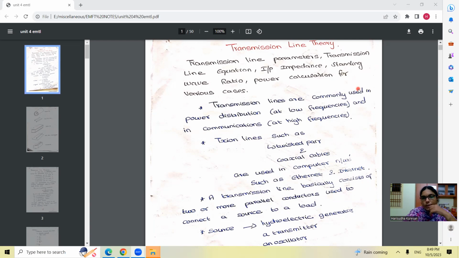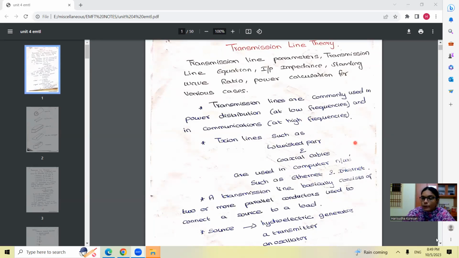Hello students, in today's class we are going to see about transmission line theory. First, we are going to see what the transmission line parameters in the transmission line equation are. Generally, transmission lines are used at low frequencies as well as high frequencies. For power distribution, you use low frequencies, and for communication purposes, we use high frequencies. So transmission lines are commonly used at both.